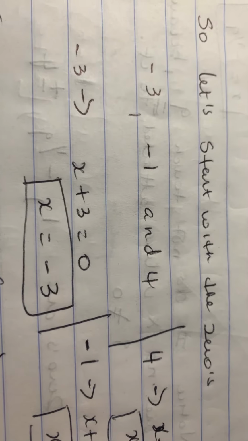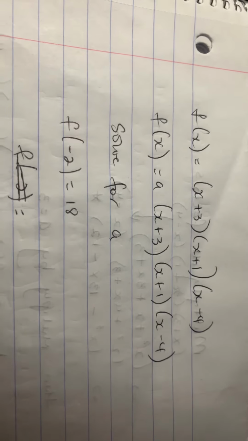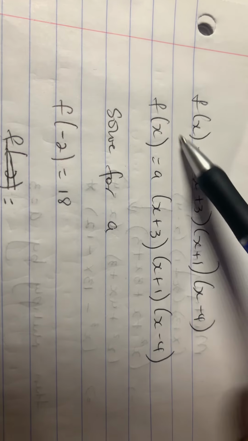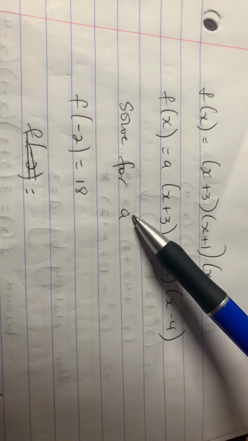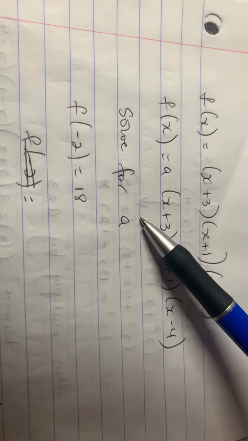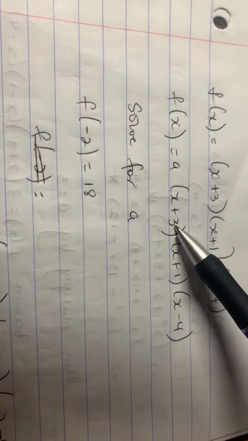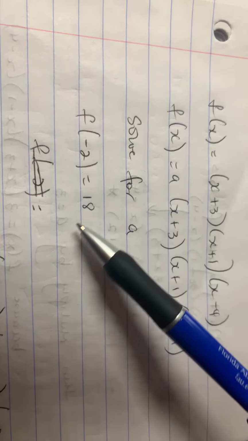Now, what we need to do is to solve for a, because this is what the equation should look like now: f of x is equal to a times the 3 different zeros factors. So now we need to solve for a, and they gave us a vital piece of information. What they told us was that in this specific equation, when you substitute -2 for x, you should get 18. So this is a good way to solve for a. We need this information in order to solve for a.